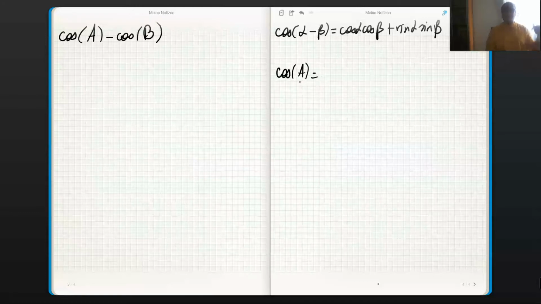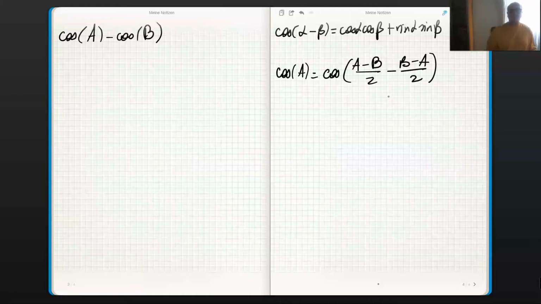Well, now we want to write it as minus. So cosine of A is basically cosine of A minus B divided by 2 minus B minus A divided by 2. Am I right? No. I have minus B twice, right? Okay, so I have to rearrange it. A plus B here and A minus B there. All right.